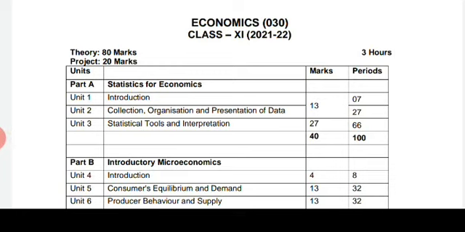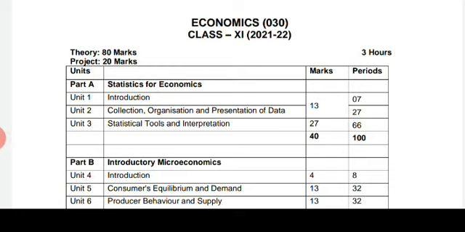This 80 marks is again divided into two parts: Part A, statistics for economics, and Part B, introductory microeconomics. For statistics for economics, I am going to refer to the book by Jain and Ohri, named Statistics for Economics. For introductory microeconomics, I will be referring to Sandeep Garg, Introductory Microeconomics, Dhanpat Rai publication. I will be following NCERT only, but a few other books we will be referring to as well.